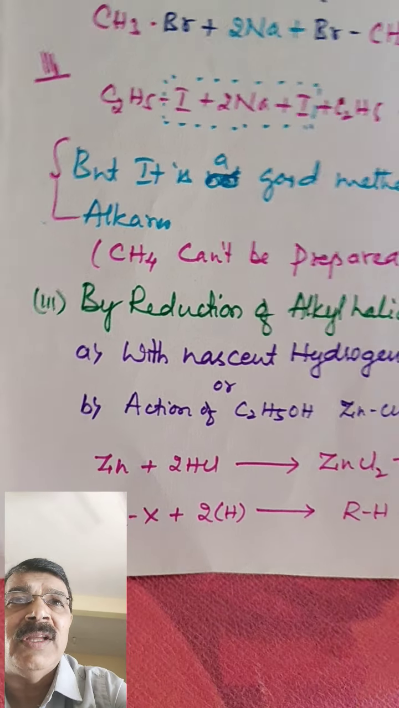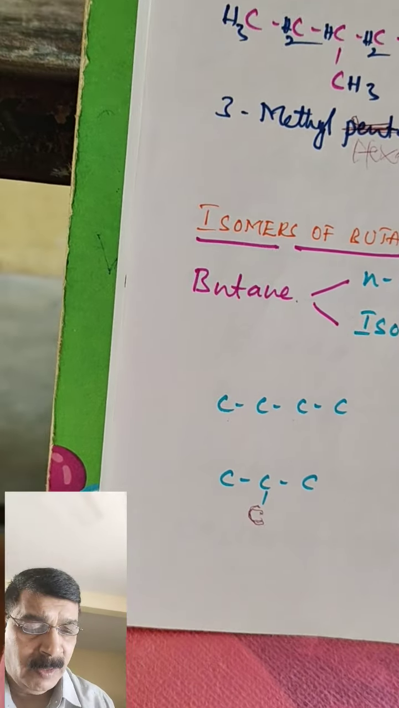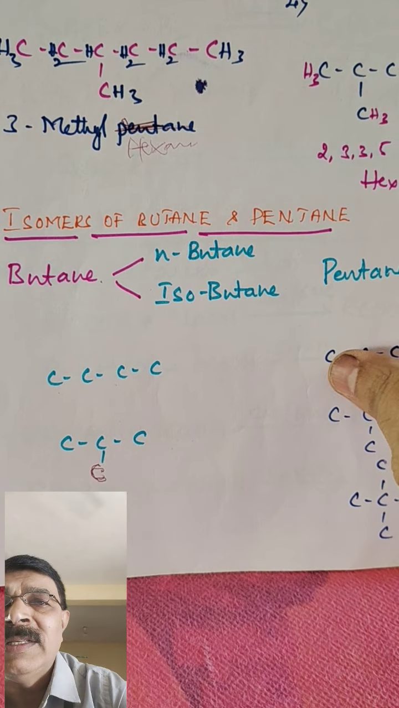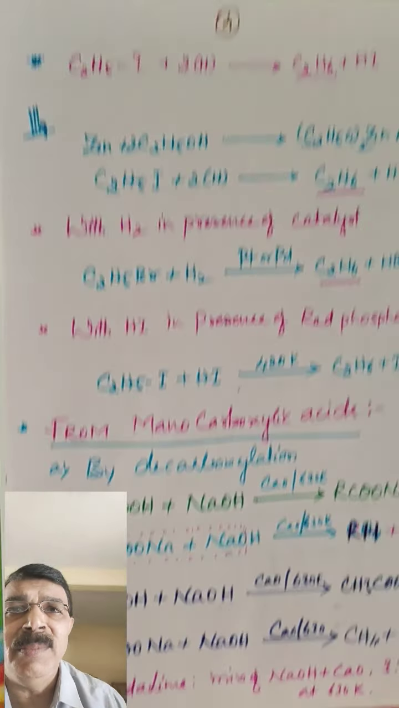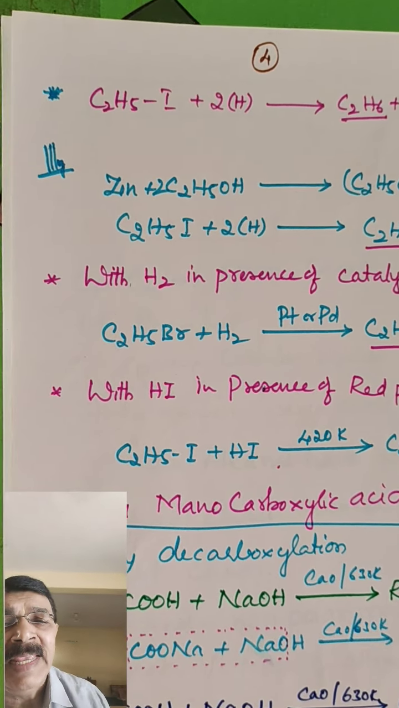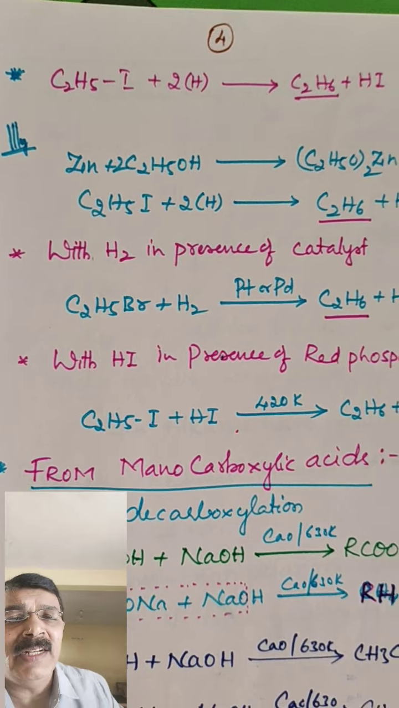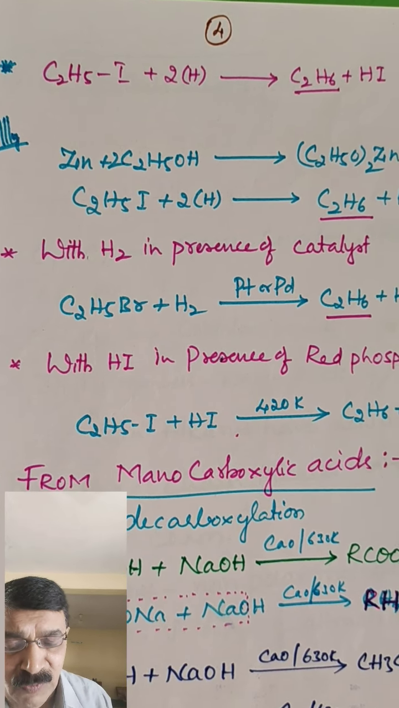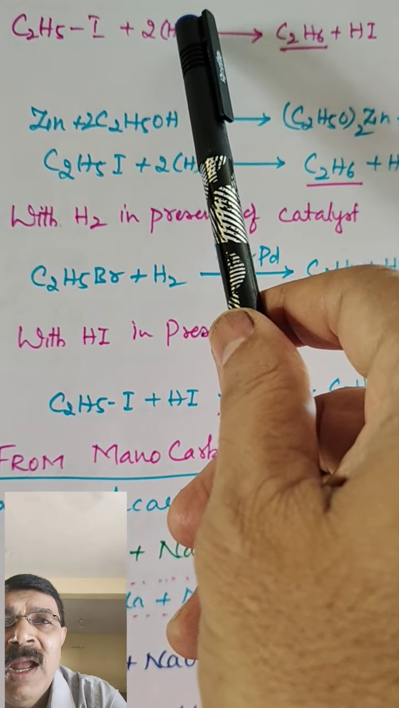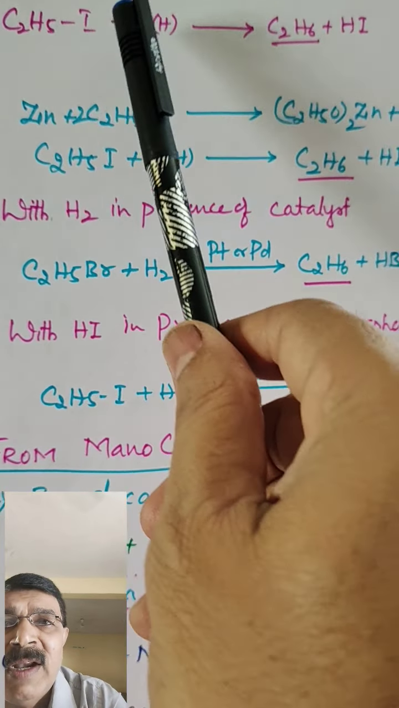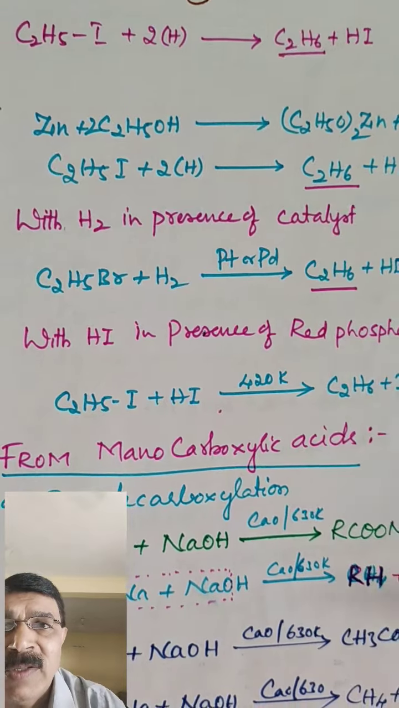Similarly, we go for another preparation of alkanes. Here is ethyl iodide. Observe here. Ethyl iodide plus nascent hydrogen. What does it form here? C2H6. Here we have taken C2H5 plus one H goes with the C2H5 and another H is with iodine, forming hydrogen iodide.